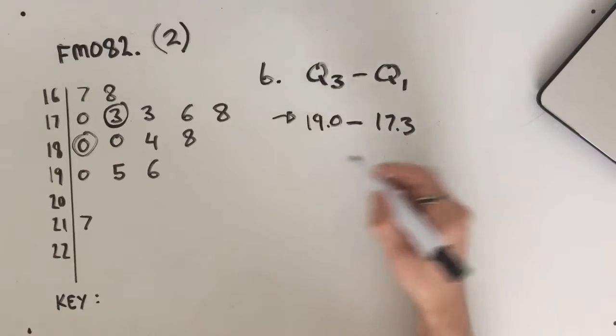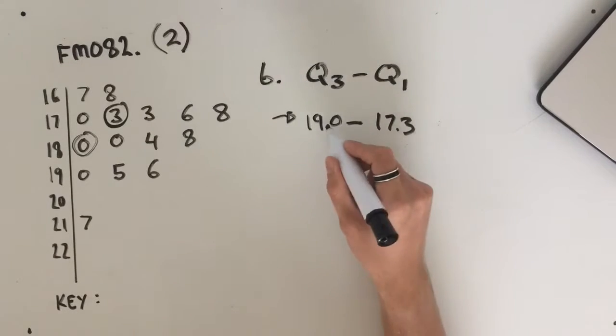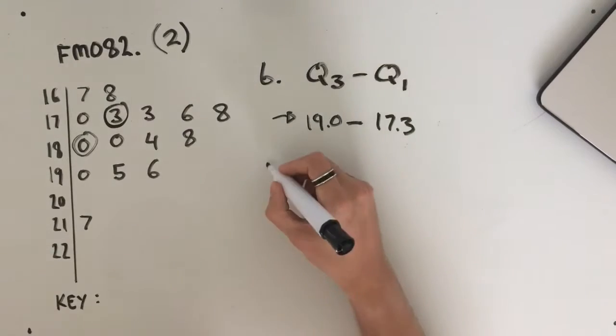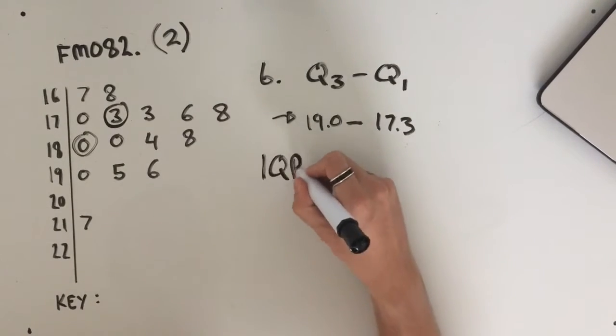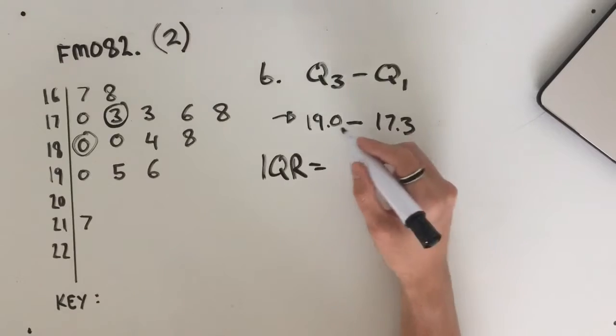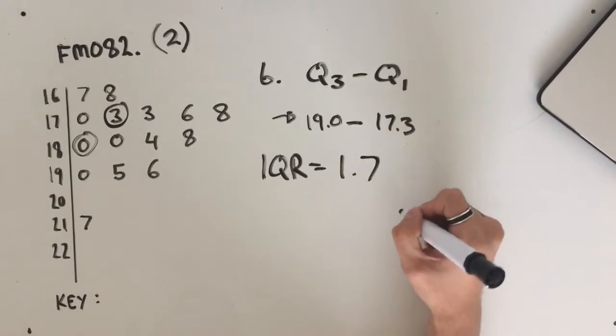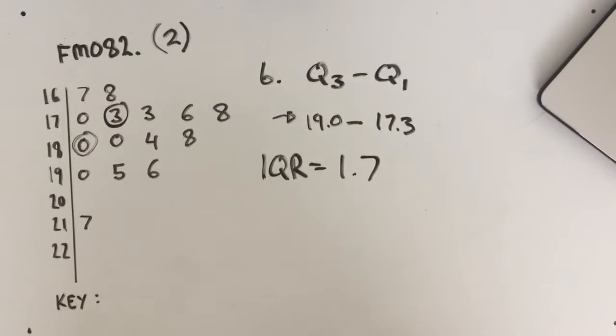So our interquartile range should be equal to 19.0 take away 17.3. If you put it in your calculator, or if you can do it in your head, well done. Our interquartile range is equal to 1.7 years.